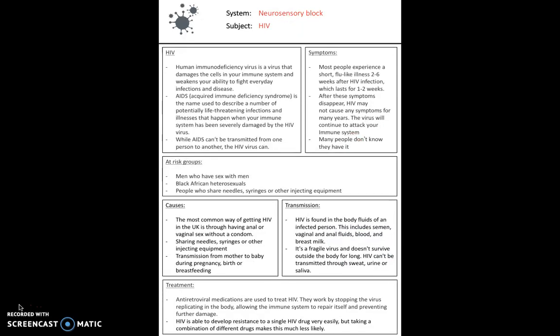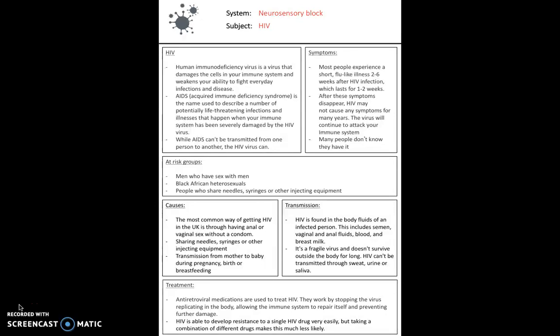HIV, which is human immunodeficiency virus, is a lifelong condition which stays with the patient. The three most common ways of gaining HIV are when it is passed from mother to baby, through sharing needles, and also unprotected sex. Contaminated blood transfusions can also be linked to sharing needles.